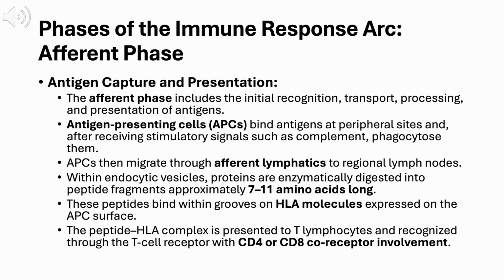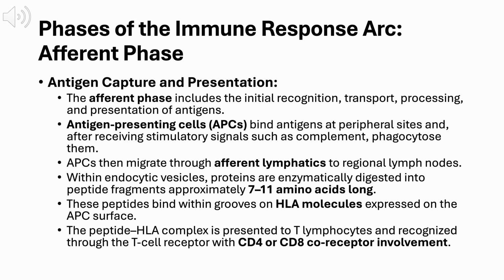Let's enter the arc at the beginning, the afferent phase. This is the initial recognition, transport, processing, and presentation of antigen. It starts when antigen-presenting cells, or APCs, bind antigen at peripheral sites. Once they receive stimulatory signals, complement is a classic example, they phagocytose that antigen and then migrate through afferent lymphatics to the regional lymph nodes.